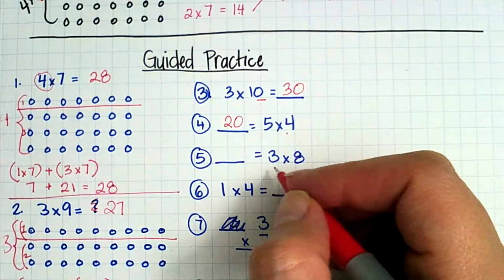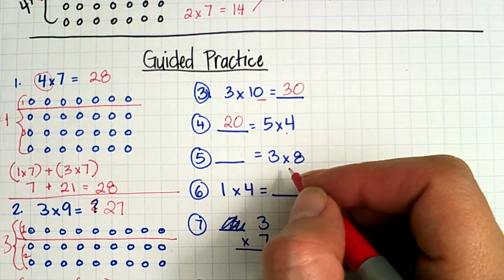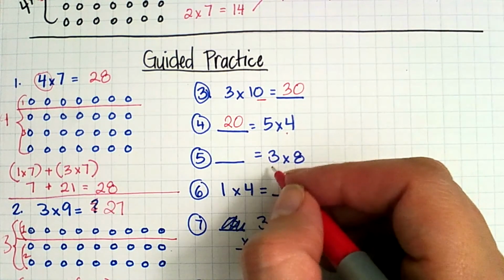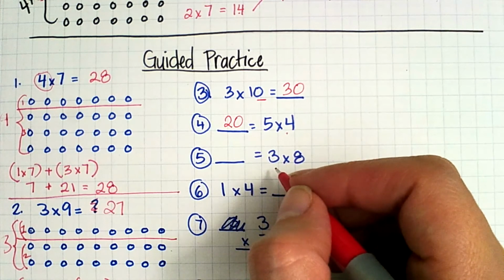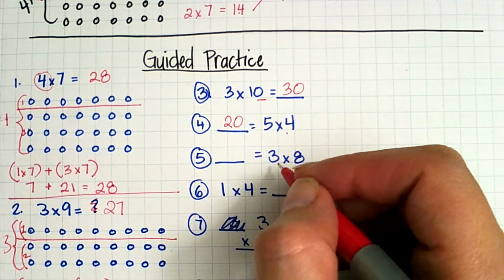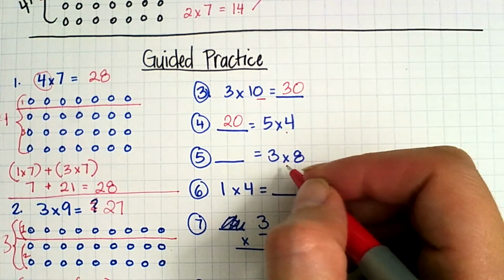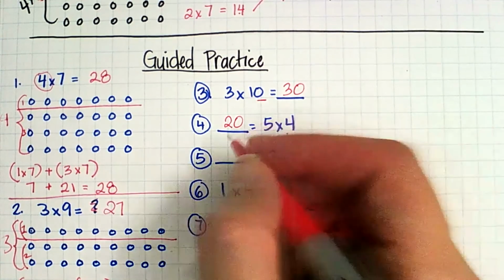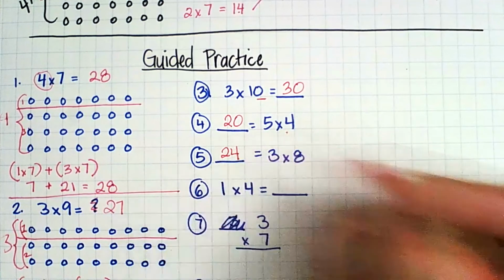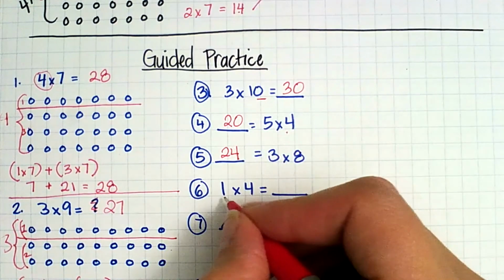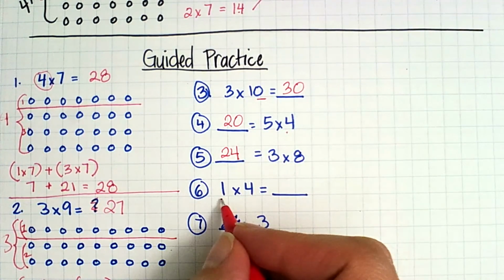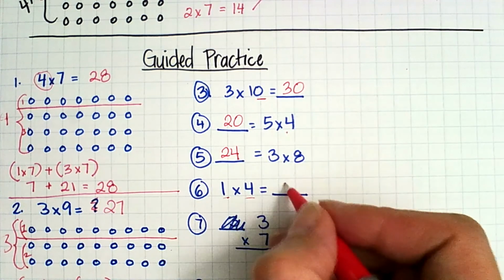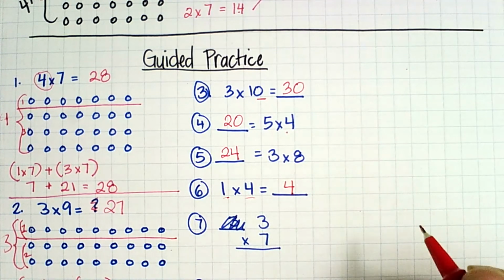Here we want to figure out what is the product of 3 times 8. If I don't know what that is, I can split my 3 into 1 and 2. So I know 1 times 8 is 8, and 2 times 8 is 16. So 16 plus 8 is going to give me 24. 1 times 4, this is our identity property. Any number times 1 stays the same. So 1 times 4 stays 4.